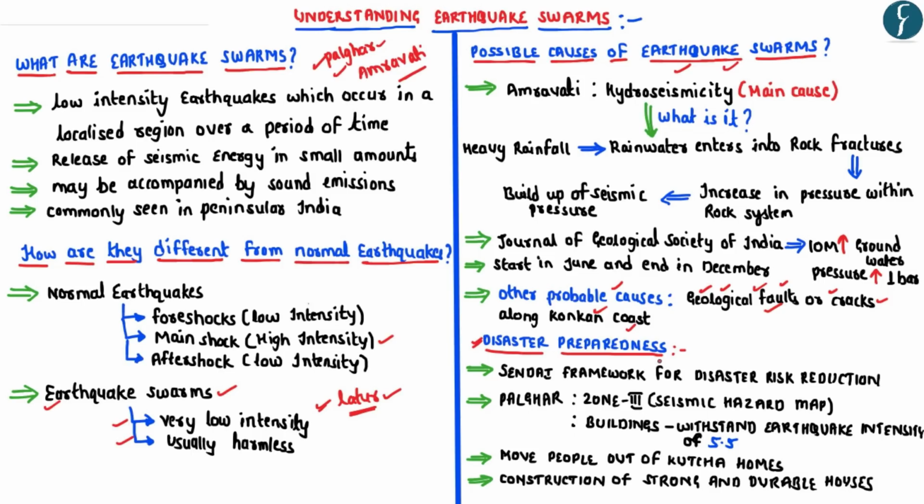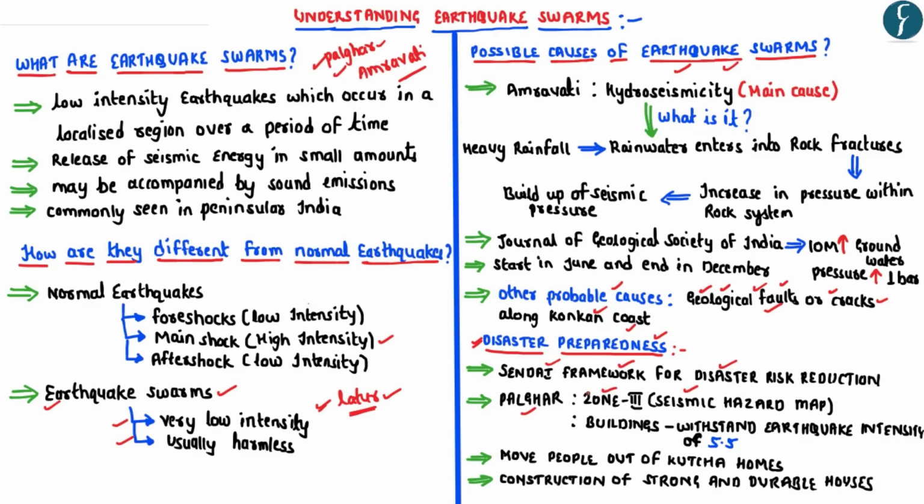Here it is to be noted that with respect to disaster management, the global community, including India, is following the Sendai Framework for Disaster Risk Reduction. This particular framework emphasizes disaster preparedness in order to reduce the loss of lives and livelihood which may take place due to disasters. So, if you look at the Palghar district of Maharashtra, it is located in Zone 3 according to the seismic hazard map prepared by the Government of India.